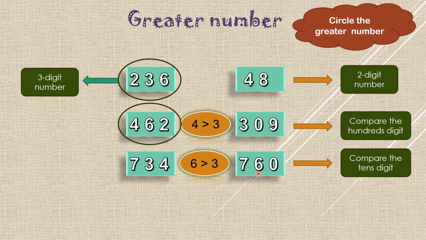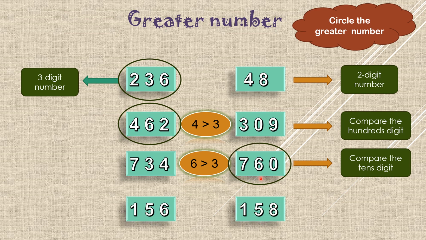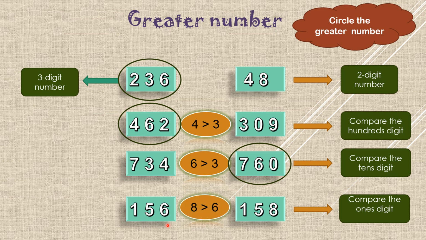Coming to the next set of numbers, 156 and 158. 3-digit numbers, hundreds digit is same, tens digit is also same. Now we have to compare the ones digit. Compare the ones digit. So whichever is bigger, that number will be bigger. Here 8 is greater than 6. 6 is smaller, 8 is greater. So 158 is the greater number here. Hope you understood how to find out biggest number.